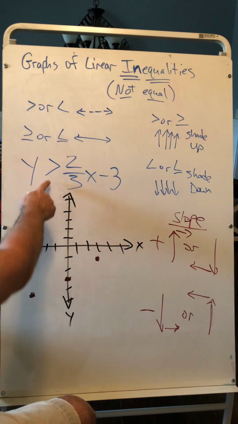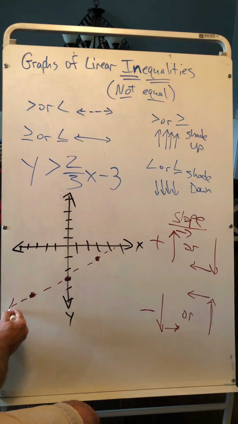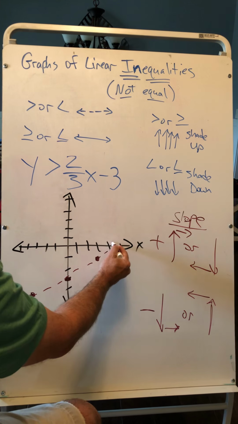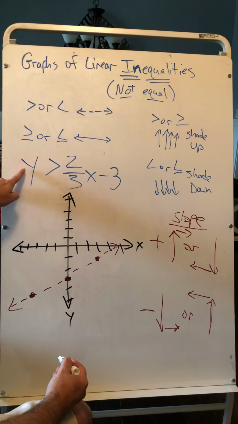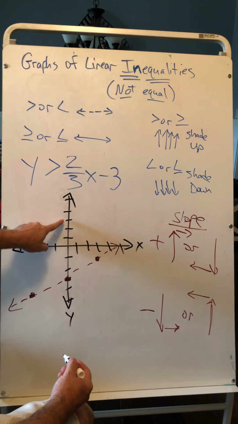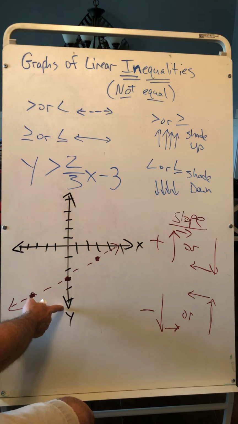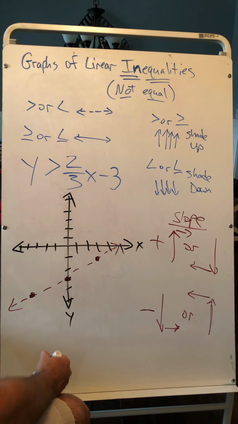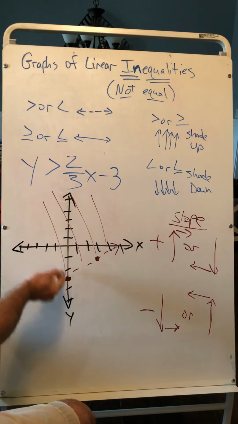Okay, now this one does not have a line underneath it, so it's going to be a dotted line. So there's my dotted line. It's not the best, but it's a dotted line. And it's greater than. So the greater than deals with my y-axis. So where are the greater numbers on my y-axis? Would it be 1, 2, 3, 4, 5, or -4, -5, -6? The greater numbers are going to be up here. So you're going to draw your line shading to the top.